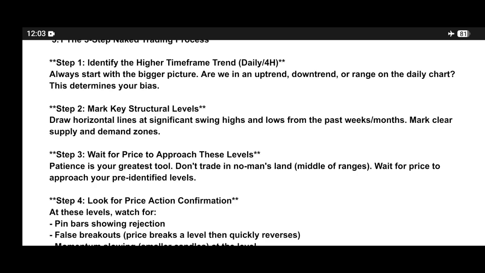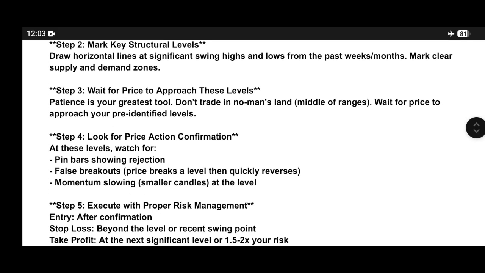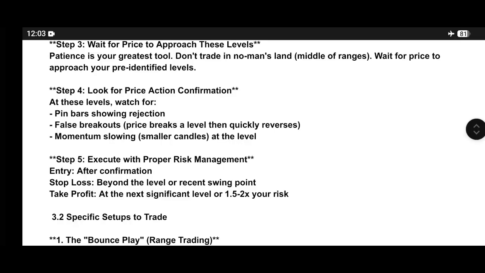Then step 4, look for price action confirmation. Are you getting me? Look for price action confirmation. At this level, watch out for a pin bar showing rejection, which is number 1. Watch out for a false breakout, which means price breaks a level, then quickly reverses. Then the next thing you need to watch out for is momentum showing smaller candles at the level.